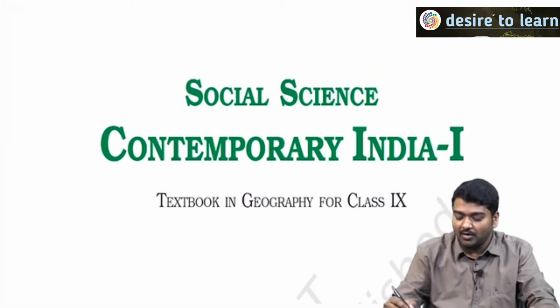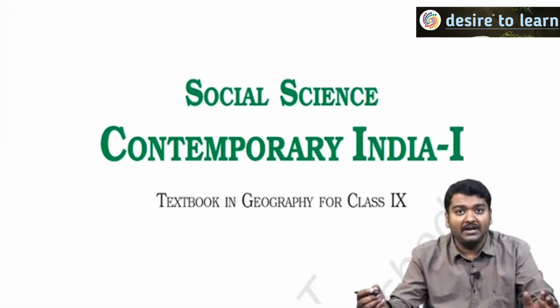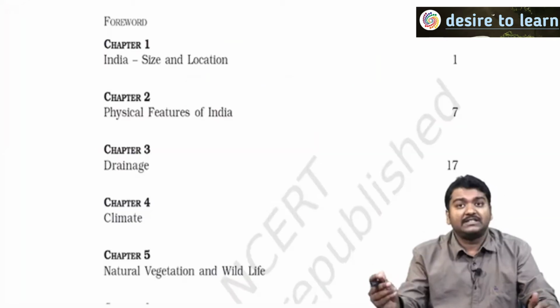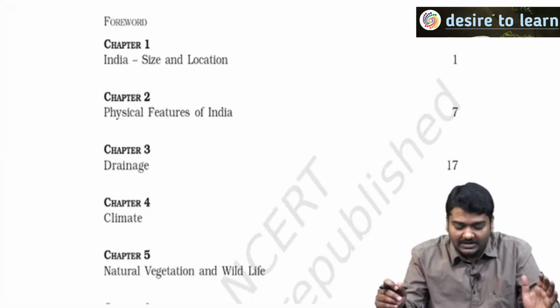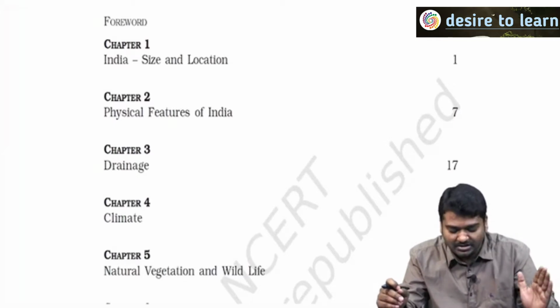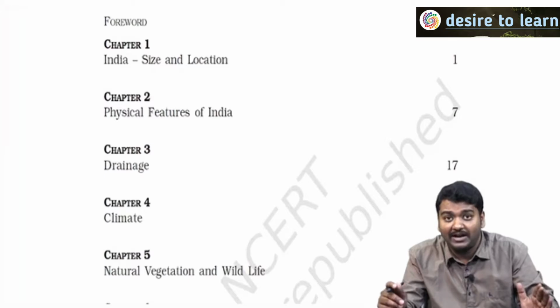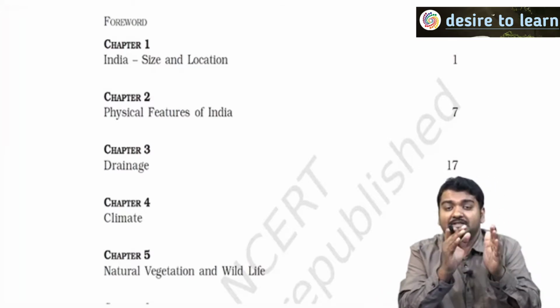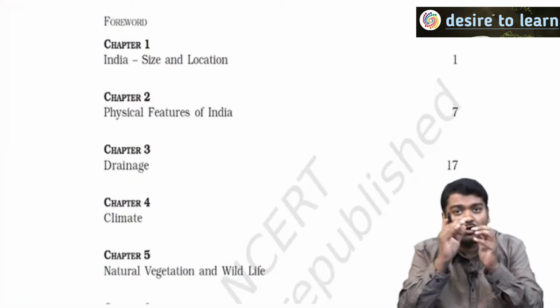So let's quickly look at Contemporary India 1, where we will be focusing on certain geographical aspects like the size and location, physical features of India, drainage, climate, natural vegetation, wildlife and population. All these concepts again we will be seeing in the 11th standard NCERT book.